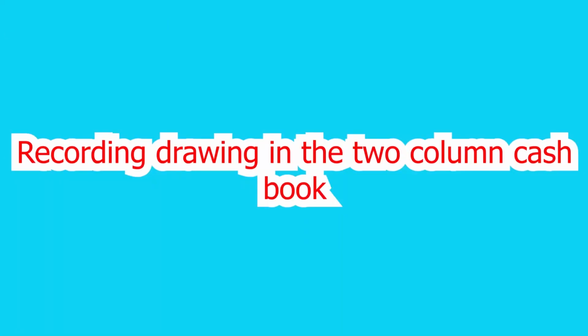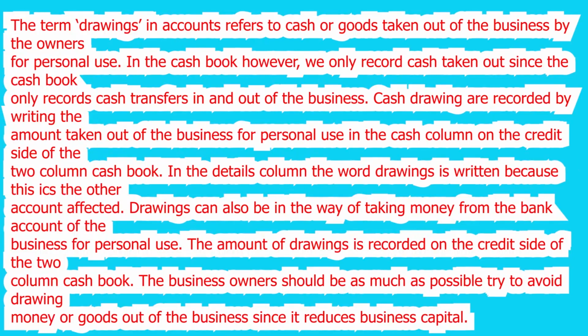Let us now look at recording drawings in the 2-column cash book. The term drawings in accounts refers to cash or goods taken out of the business by the owner for personal use. In the cash book, however, we only record cash taken out, since the cash book only records cash transfers in and out of the business. Cash drawings are recorded by writing the amount taken out of the business for personal use in the cash column on the credit side of the 2-column cash book. In the details column, the word drawings is written because this is the other account affected.